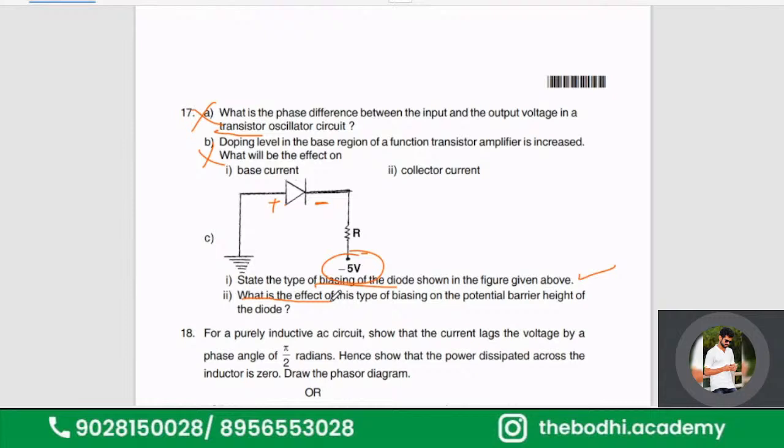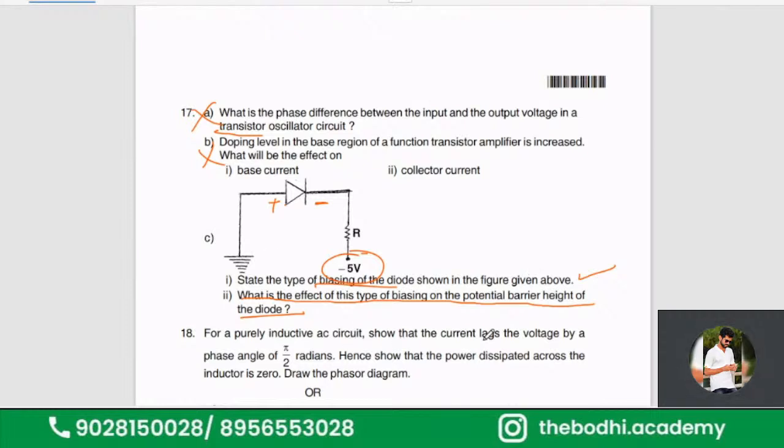Now, what is the effect of this type of biasing on the potential barrier height of the diode? In forward bias, what happens? The potential barrier height decreases, isn't it? And in case of reverse bias, what happens to the potential barrier? It increases. So here we'll have a decrease. Okay.